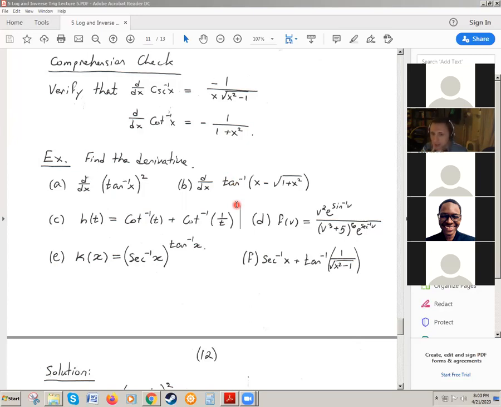No, but don't give up. That's not how it works. Draw the right triangle, see what is secant inverse of x, what can you say about the right triangle, and see what we can get from it.